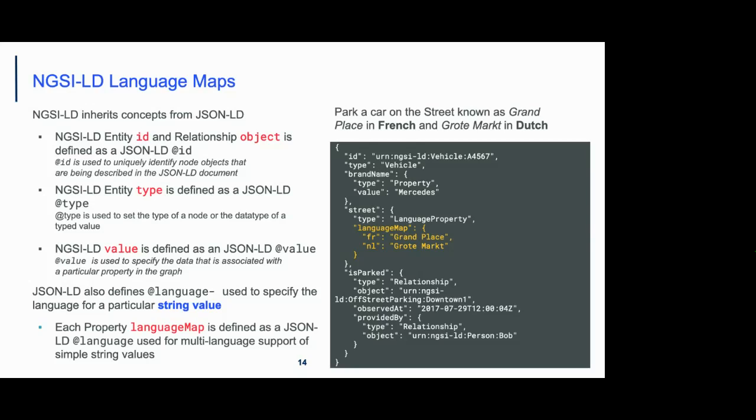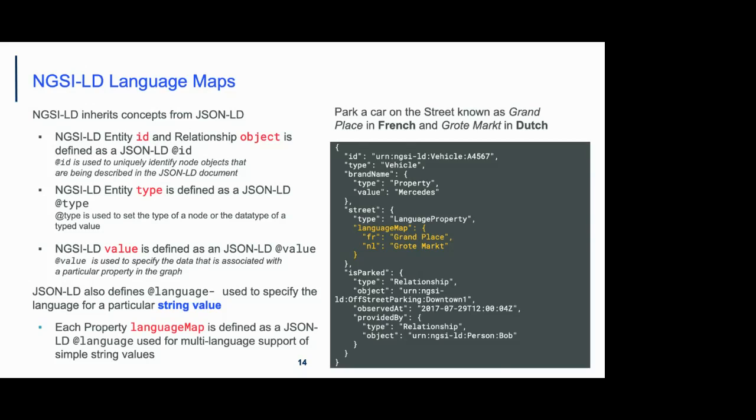You can see instead of a value, which is used for ordinary properties, or an object, which is used for ordinary relationships, if you set the type to language property, specifically language property, you can have a language map. What you can't have with a language map is a unit code, because they're unitless, but you can have a language map. And the language map is then just an array of elements.